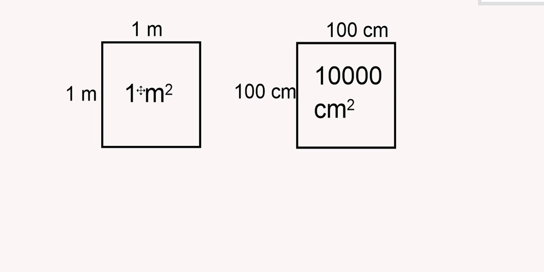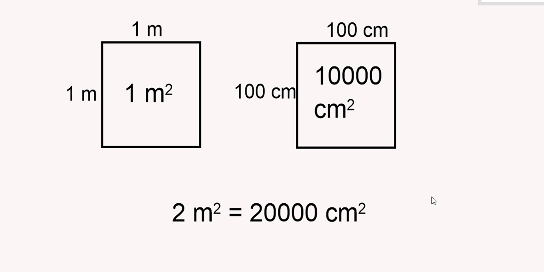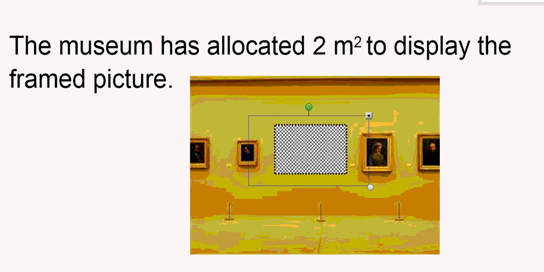So 1 square meter is equivalent to 10,000 square centimeters, which means for my picture frame problem, if I have 2 square meters available, that's equivalent to 20,000 square centimeters. So make sure you always pay attention to units and don't mix and match. So here's what I know. Instead of saying the museum has allocated 2 square meters to display the framed picture, I'm going to say that the museum has allocated 20,000 square centimeters to display the framed picture.